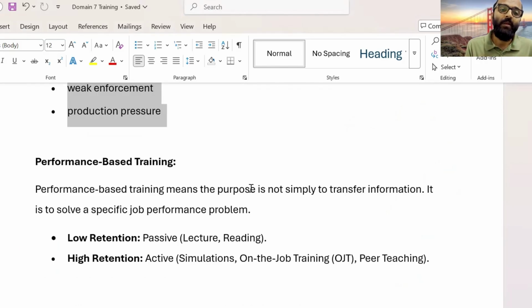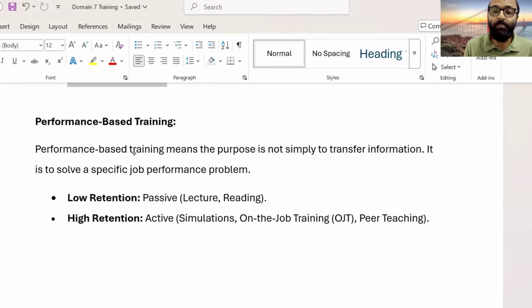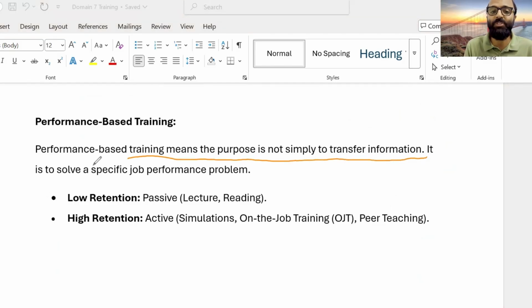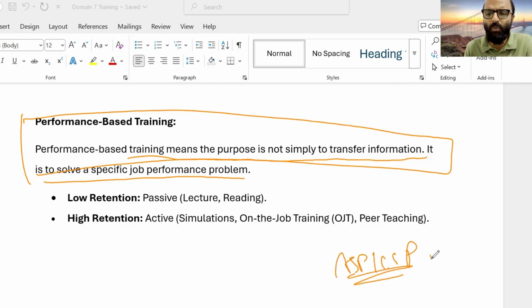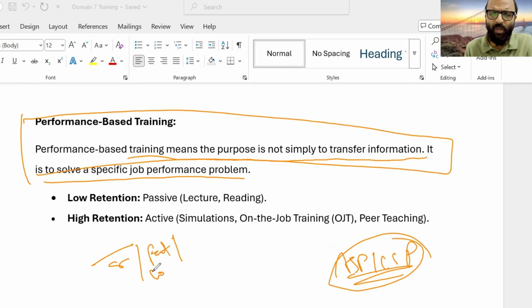Performance based training. See, performance based training means the purpose is not simply to transfer information. It is to solve a specific job performance problem. So performance based training is not simply giving the training. देखो ये training हम लोग क्या कर रहे हैं? What is this training we are doing now? This is an ASP CSP training. Now, why am I giving you the syllabus? Then we are talking about the facts, or the concepts, and then we are discussing the previous year's question paper.